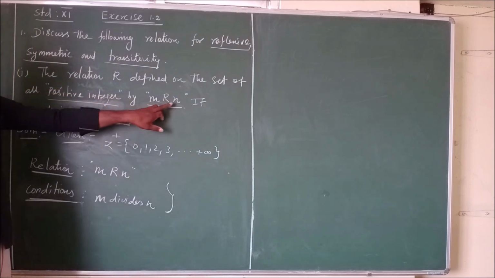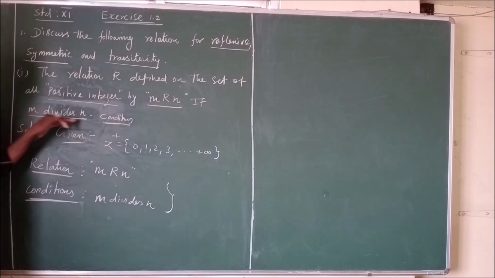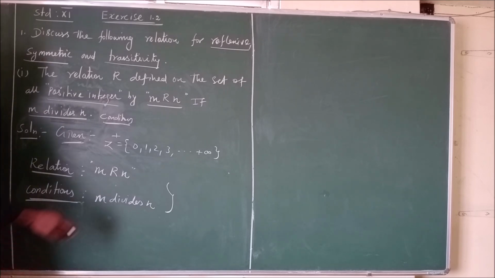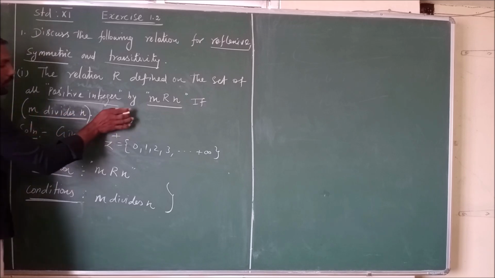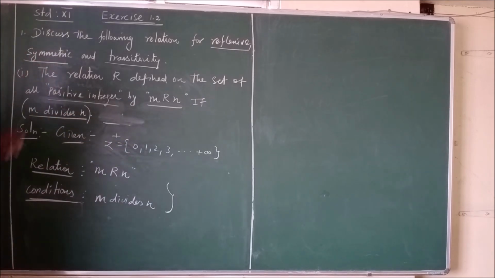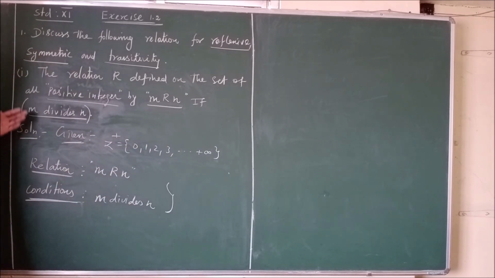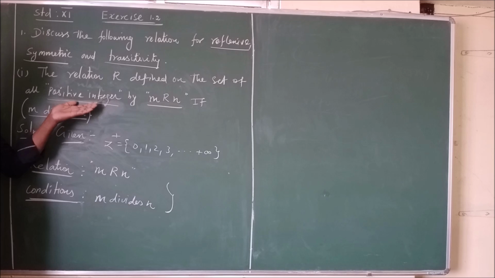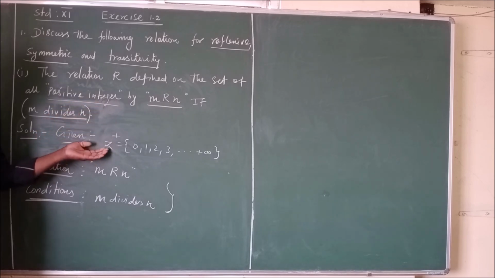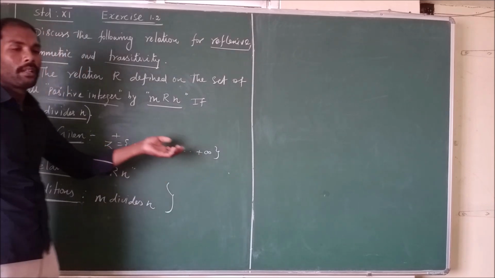The given problem is the relation R defined on the set of all positive integers by m related to n if m divides n. Which one is the relation? This one is the condition, and this one is the relation. So what is the given data? The given data is positive integers, which is denoted by Z plus. Let us take only positive numbers.